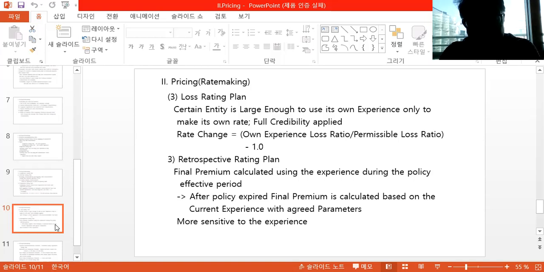Here, the final premium is calculated using the experience during the policy effective period. So after the policy expires, the final premium is calculated based on the current experience with agreed parameters. The risk charge amount is one example of the agreed parameters. This rating plan is more sensitive than the experience rating plan because the rate change is directly charged to the current policy, not the past policy.